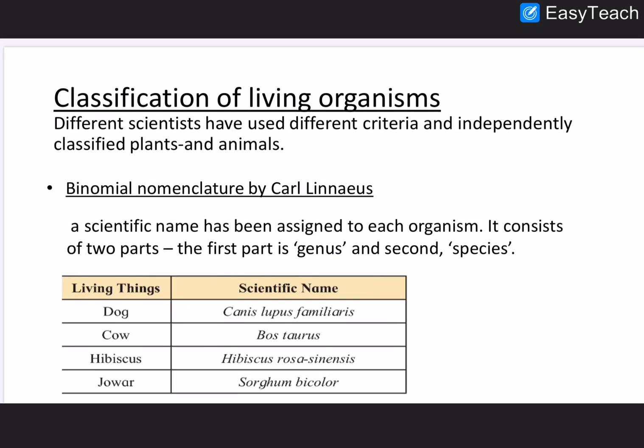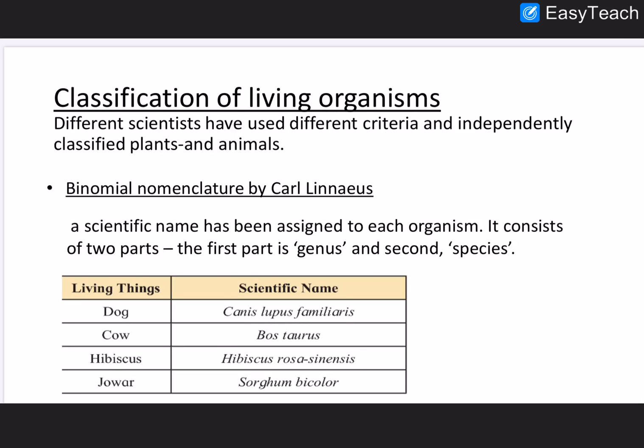Next we are going with the classification of living organisms. Different scientists have used different criteria independently for classifying plants and animals. Classify means to organize organisms into groups on the basis of similarities they show. Binomial nomenclature by Carl Linnaeus. Binomial nomenclature means naming. A scientific name is given to plants and animals.